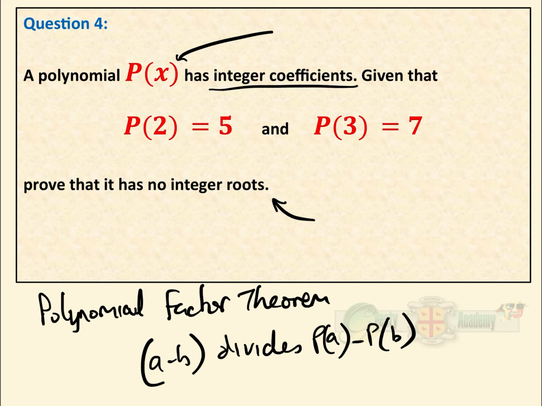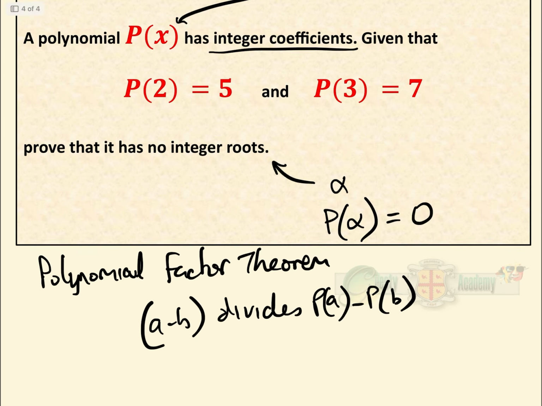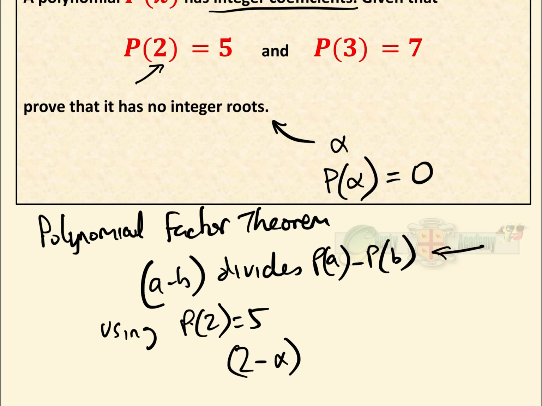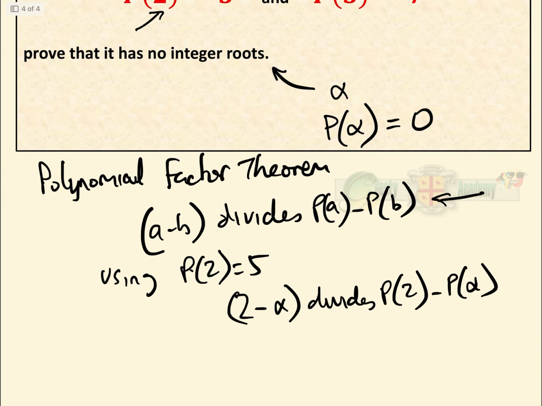So basically what we can say now is, let's assume that there is an integer root here. Let's call it alpha. Then p of alpha, by definition, as it's an integer root, is going to be equal to 0. We can then use p of 2 is 5, which we're given here. Using the polynomial factor theorem, we have that 2 minus alpha divides p of 2 minus p of alpha, and p of 2 minus p of alpha is 5 take away 0.